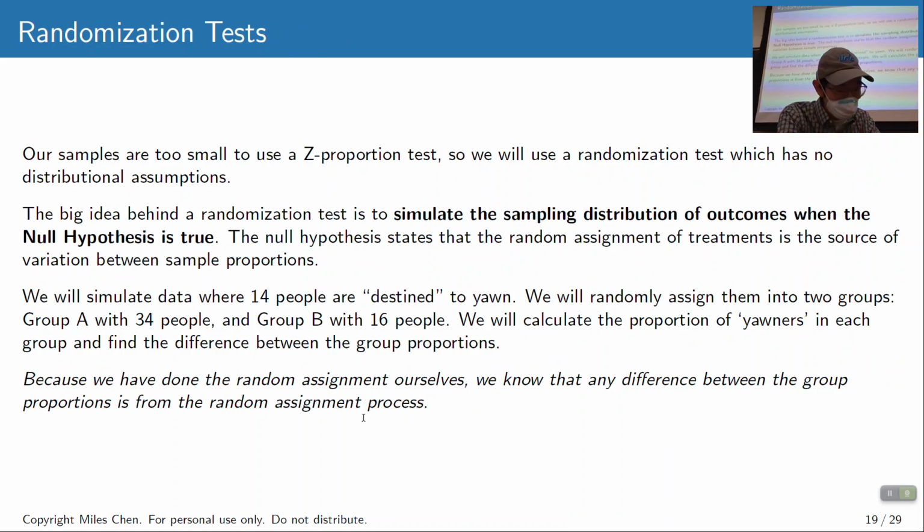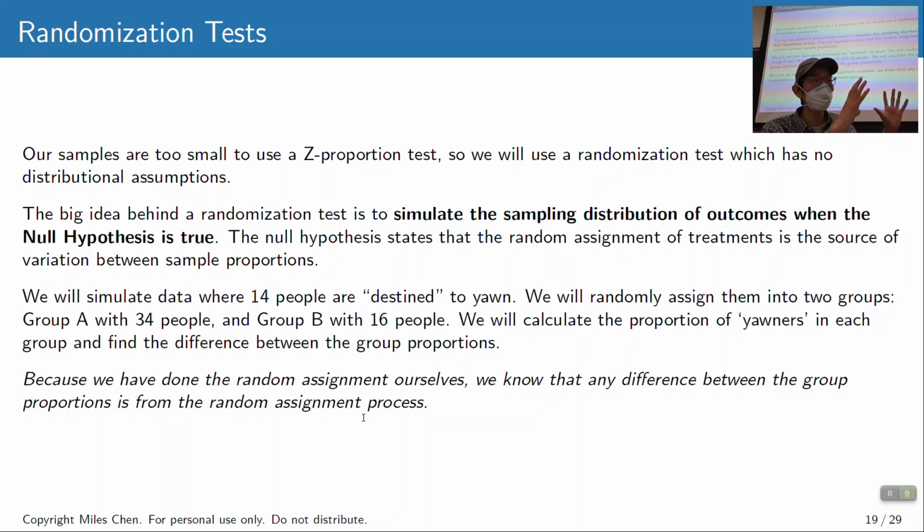So what we're going to do is simulate the sampling distribution when the null hypothesis is true. We're going to use a randomization test, which doesn't require the central limit theorem, and doesn't make any kind of assumptions about normality or anything like that. All we're going to say is that random assignment is the source of variation, or the source of randomness between sample proportions. So what we're going to do is have 50 people, and of those 50 people, 14 of them are going to be yawners, okay?